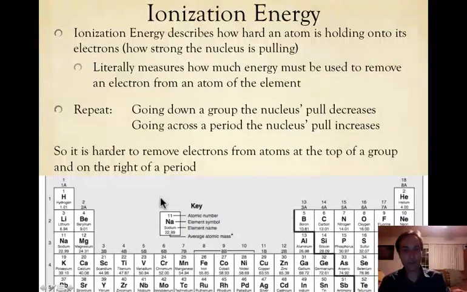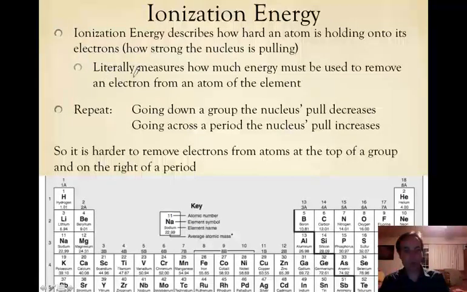Okay, next topic, talking about ionization energy. Ionization energy is another major trend that we see on the periodic table. And what ionization energy really describes is how hard an atom is holding on to its electrons. It's the strength of that nucleus pulling on the electrons. How strong is the pull? How tightly is it holding on to those electrons?